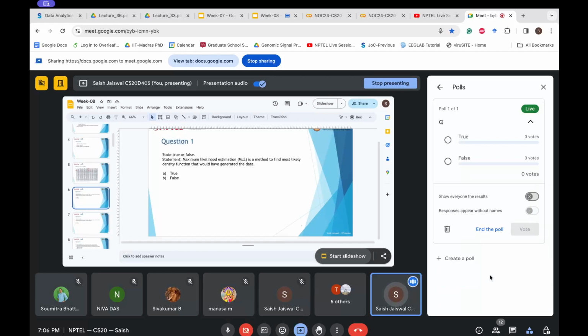I launched a poll, so you can answer via the poll. I just want to encourage everyone to answer. That's why I have started the poll. It's anonymous, so even if you make mistakes, it's not getting recorded. So please feel free to answer. Maximum likelihood estimation is a method to find the most likely density function that would have generated the data, and we just saw it some time back. Only one answer so far. What about the others?